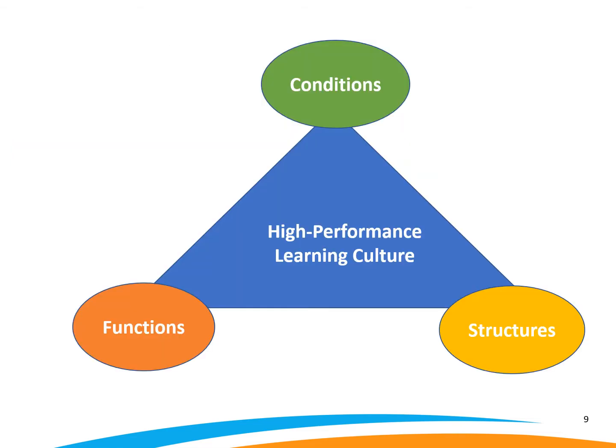Leaders seeking to create a high-performance learning culture in the context of schools have to address these 3 organizational dimensions. The conditions, these are cultural requisites for high-performance learning cultures. These are specific features of the organizational or school culture that are essential for learning and engagement. Functions, these are the processes that reflect the work that is to be done, and structures. This is how time, space, and interactions are organized.